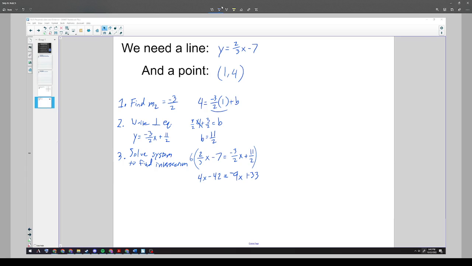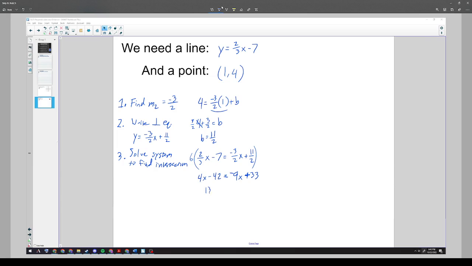If you've forgotten how to multiply numbers by fractions, when we do 6 and divide by 3, I'm really multiplying 2 times 2, and that's where 4 comes from. Here, when I do 6 times -3/2, I'm doing 6 divided by 2 is 3, times -3 is -9. 6 divided by 2 is 3, times 11 is 33. If you're not comfortable with multiplying and dealing with fractions, we really need to work on those skills, because you'll need them not only here, but also a lot next year in Algebra 2.